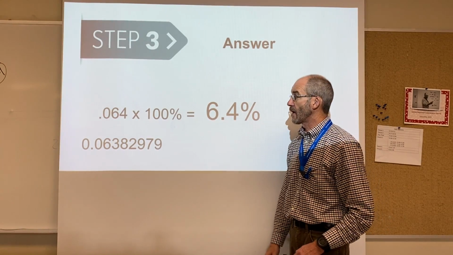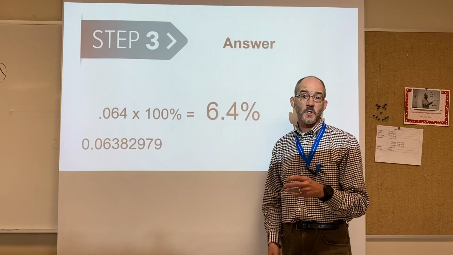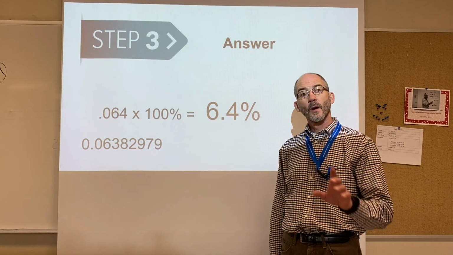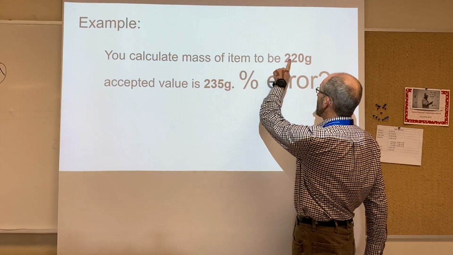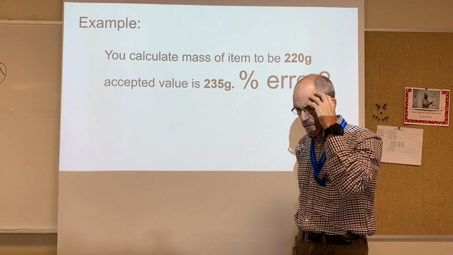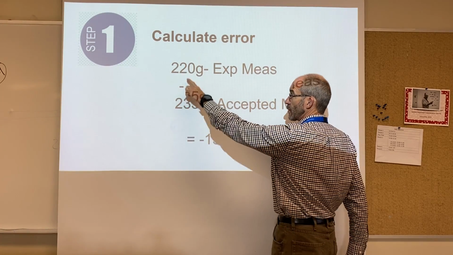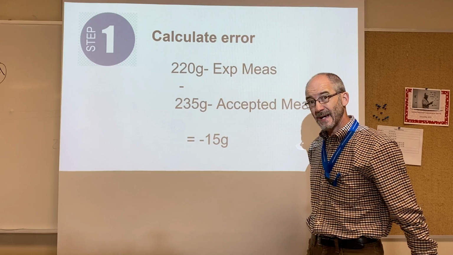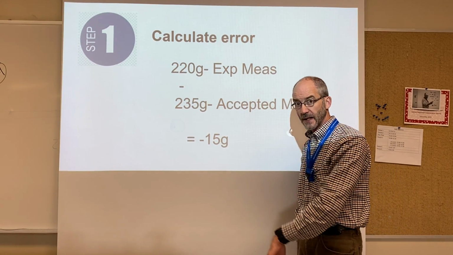So what was our error in this particular problem? Our percent error was 6.4%. So, one more time. You got a value of 220, accepted value was 235. So what are you thinking? You're thinking, okay, I need to calculate my error. That's easy, Mr. Day. Yes, it is. I'm going to do a simple subtraction and get a negative 15. Except, Mr. Day, I'm going to go with the absolute value for the next step. Fine. So we're going to drop off the negative.